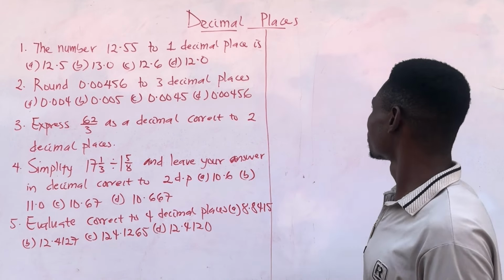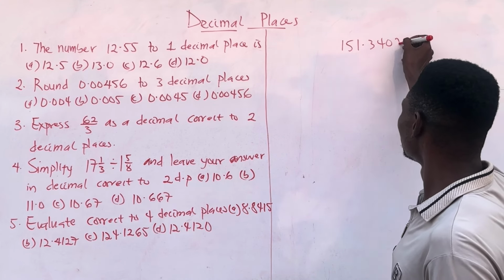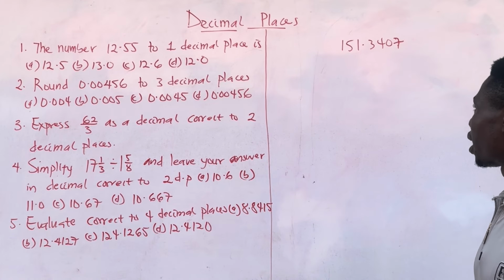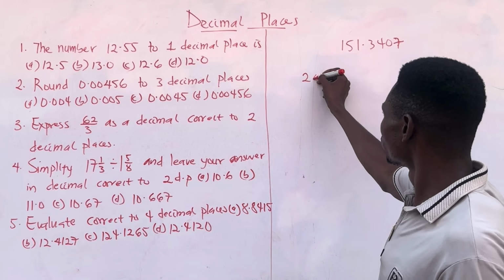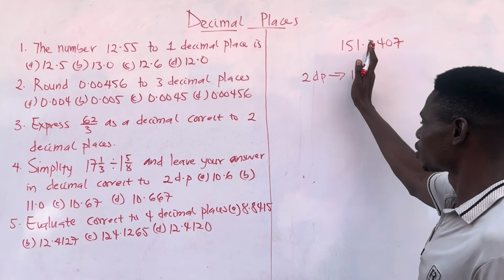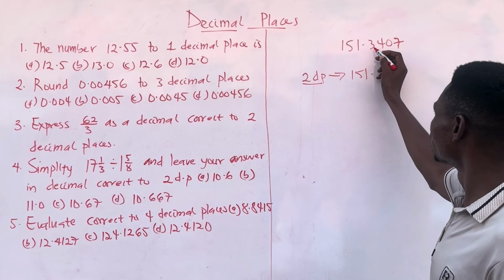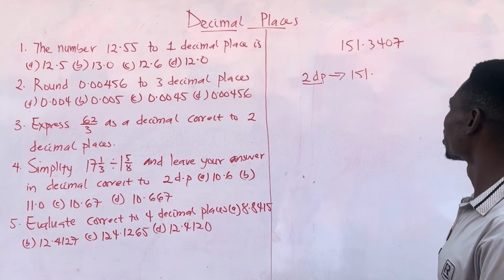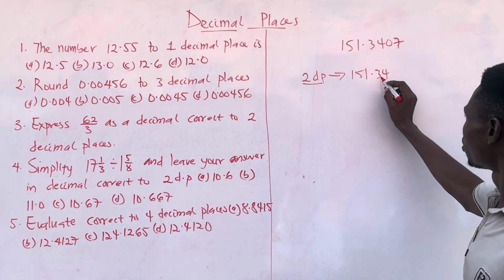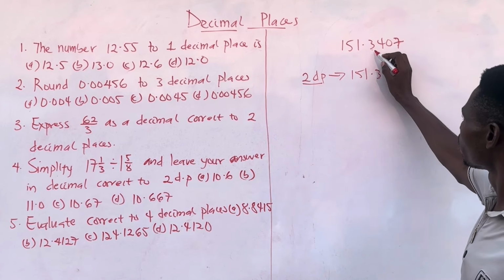So what I'm trying to say is, let's say you have 151.34007, for example. And now, to two decimal places, this number will be 151. This part before the decimal point is not your business. So 151 point. Now, two decimal places means you only need two numbers after the decimal point. So our answer will be 3, 4. Now we're writing 3, 4 for the two decimal places because we'll pick 1, 2.